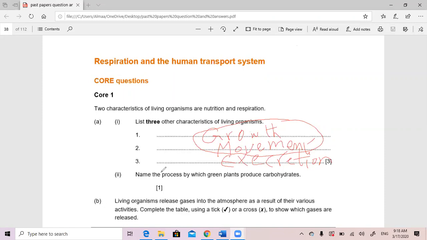Just Mariam, I want the process. Yes, I want the process by which green plants produce carbohydrates. It's a process that green plants do. What is it? Photosynthesis, right? Thanks. Photosynthesis.